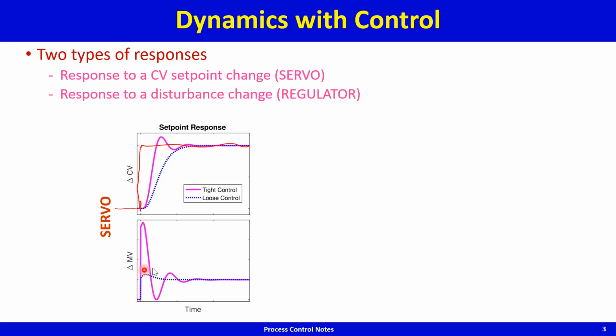Both reach the same final value because the final value of the process variable is the same. So the final steady state for both is the same. However, the dynamics are different. The trajectories over time are different. The blue dashed curve takes a long time to reach. Changes in the manipulated variable are not very aggressive. The magenta solid curve reaches the set point quicker. However, changes in the manipulated variable are quite large. So this is an example servo response.